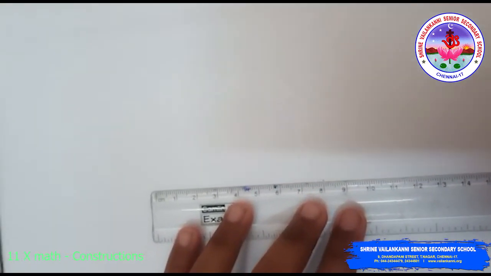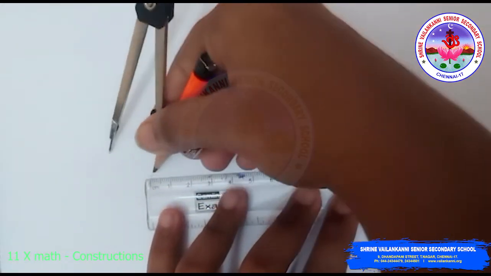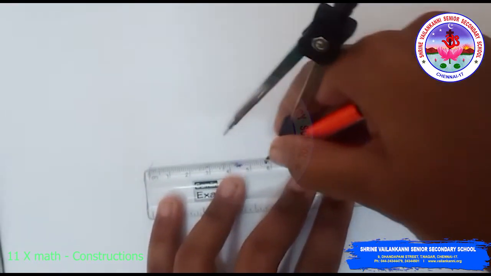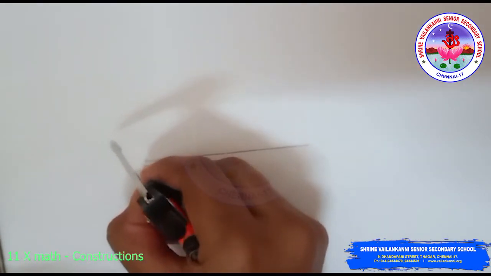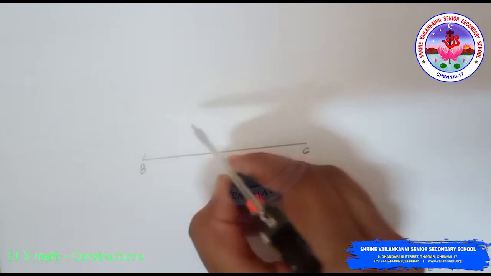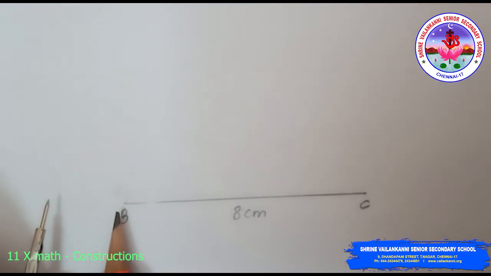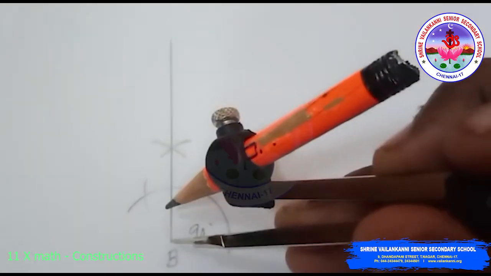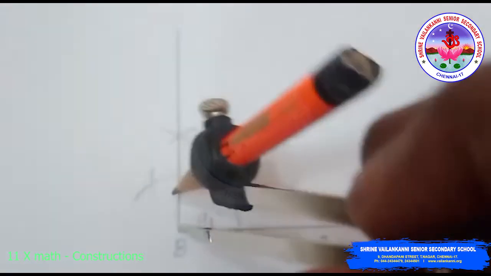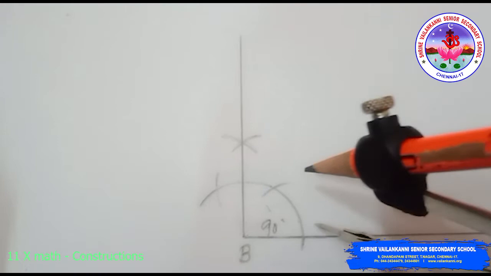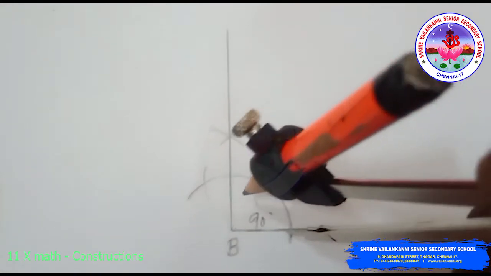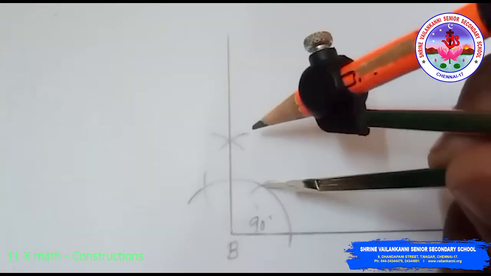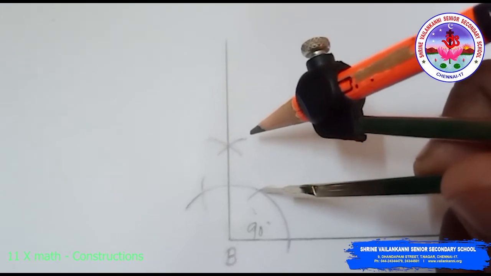First, let us draw a line segment BC of 8 centimeter, naming the points as B and C. I'm going to draw angle B is equal to 90 degree. Let us take 2 centimeter in the compass. Keeping the compass needle at B, I'm going to give an arc, and keeping the compass needle here, I'm going to cut the previous arc, naming this point as M.